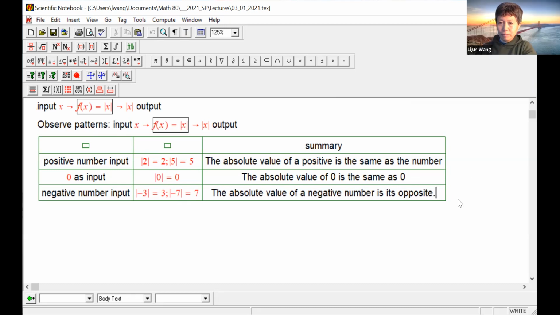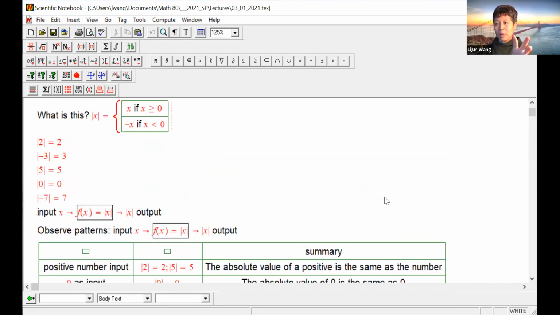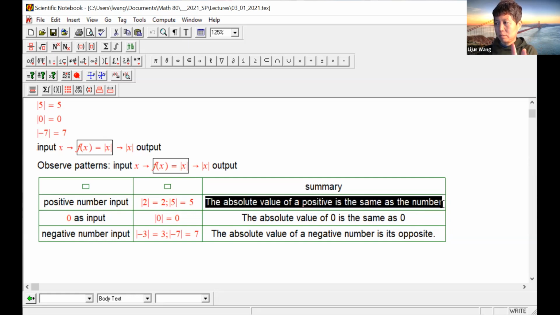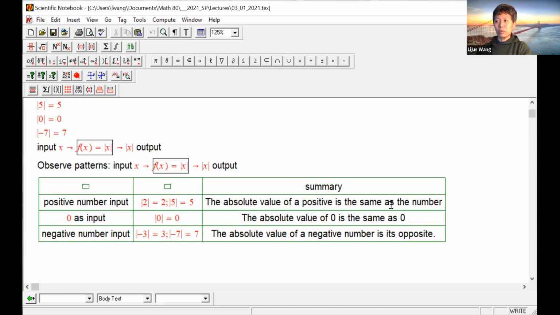Now, I want to make sure everybody agrees with these 3 statements. So we observe numbers, we classify, and we find patterns. We verbalize the pattern until we are certain the statement we make is correct, or true. Do you agree with these 3 statements in the summary?